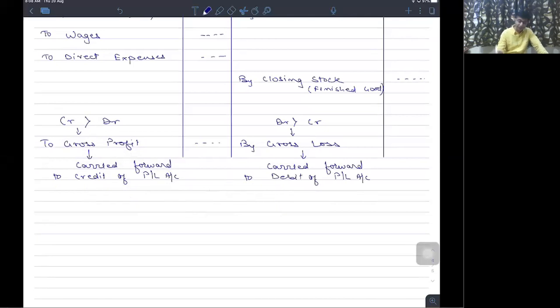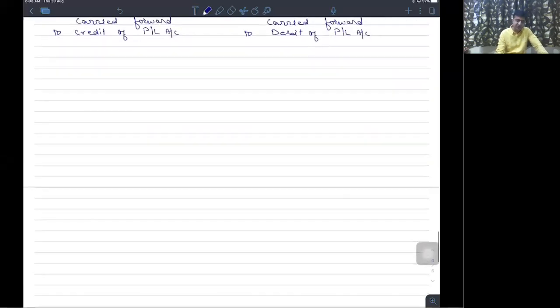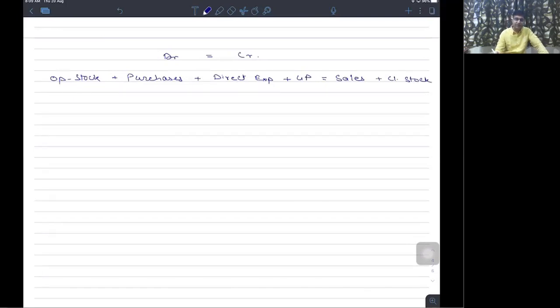Did you get this? Now, based on this, if I frame certain equations, observe it. The debit is always equal to credit, assuming that there is a gross profit. So if I observe the debit side, I'll have what? Opening stock, of course, we are talking about finished goods, plus purchases or cost of production, plus direct expenses other than the manufacturing related expenses, plus gross profit will be equal to sales, plus closing stock of finished goods. This is how that equation is, or not.